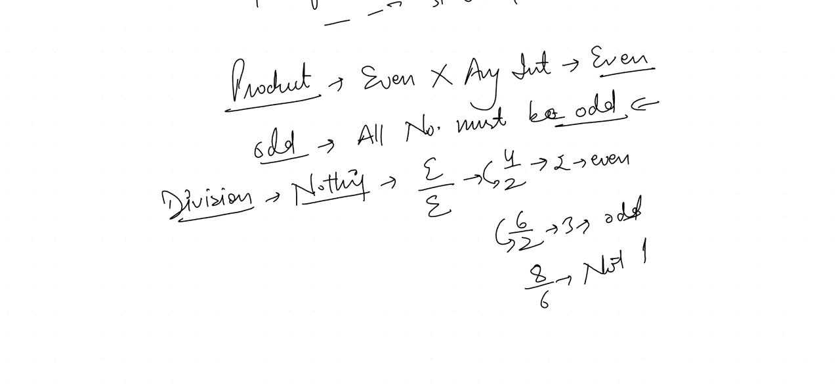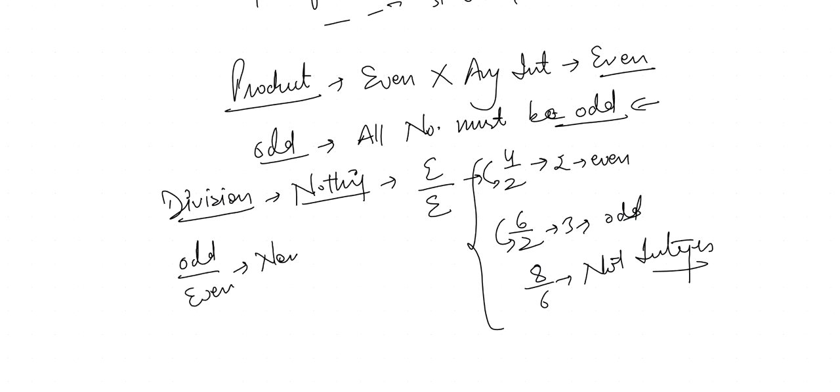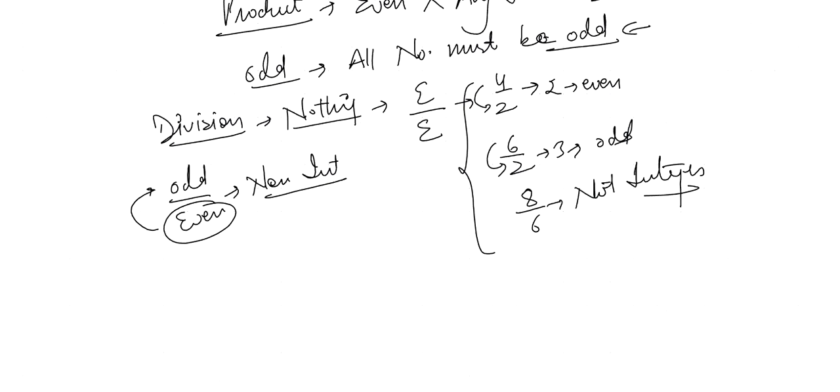So with division, we cannot have any fixed rule. The only fixed rule we can have is that an odd number upon an even number will always be a non-integer. No even number will ever divide an odd number. Okay, so that's the only fixed thing. Nothing else is fixed. So with division, nothing is fixed. That's what we are looking at. So that was odd and even.